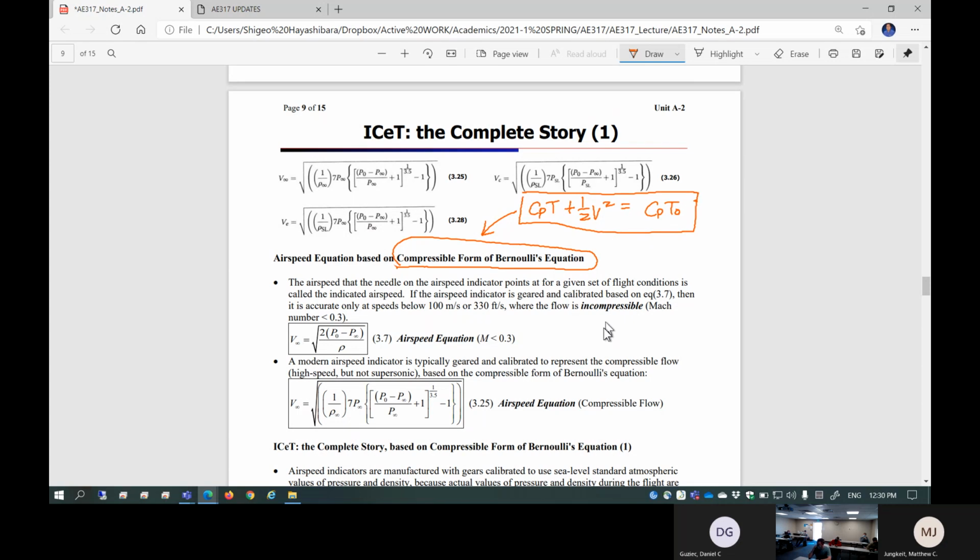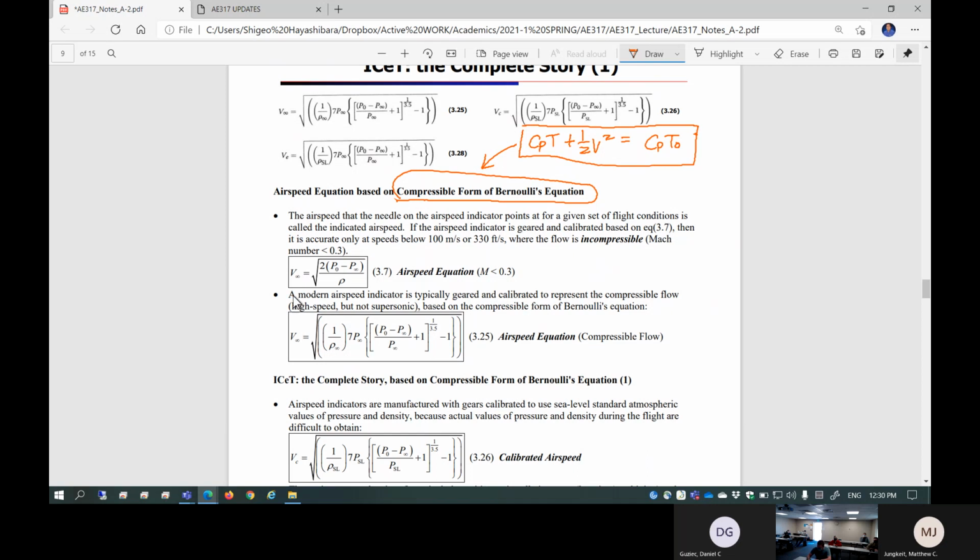Based off of this equation, you can alternatively derive the airspeed equation for more than 0.3 Mach number. Here we go. So this is it. I mean it, because this is quiz 3. You are going to derive this equation. Can you do that? Can you get this equation by yourself? It's quiz 3, which is due when? Next week, right?